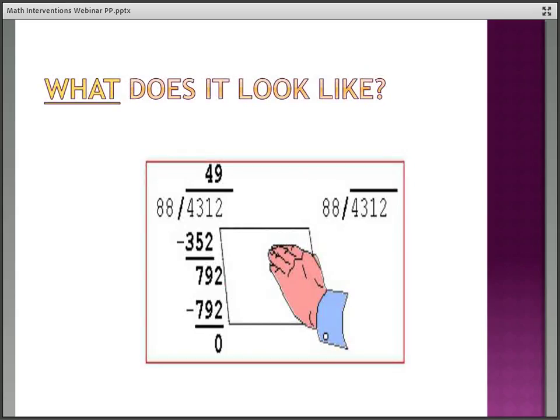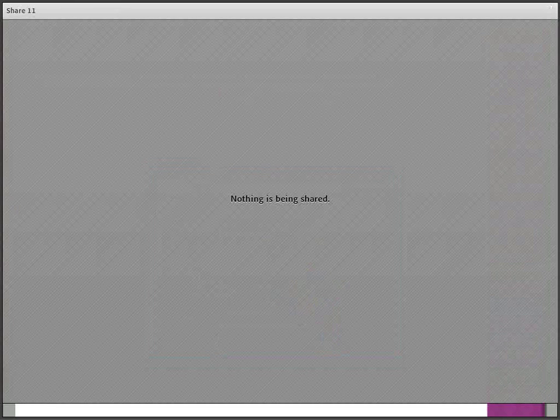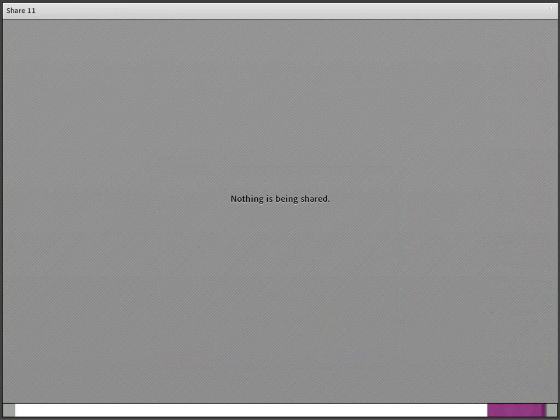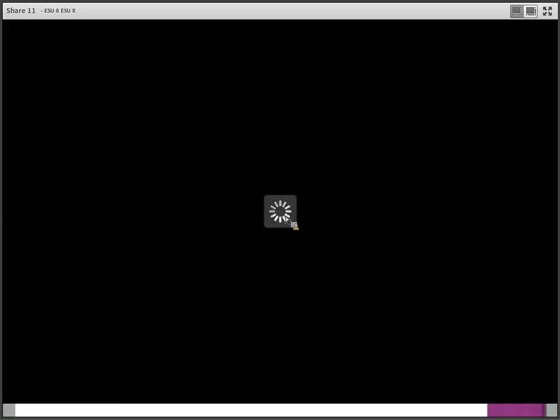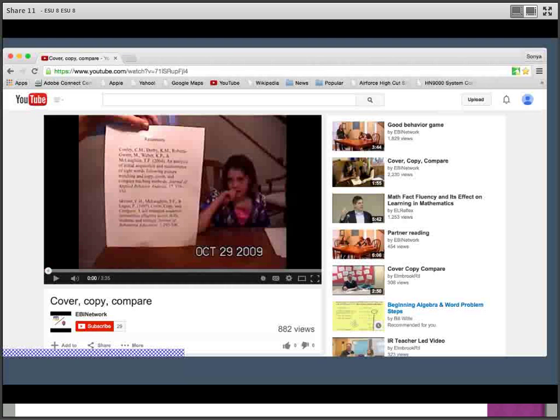Once a student has reached 90% accuracy or better on your assessments, that would mean that they had mastered the skill. Or if you do a timed task, if they can do 40 digits per minute, that would also mean that they'd reached mastery. Okay, now we'd like to share a video with you that shows an example of the process.